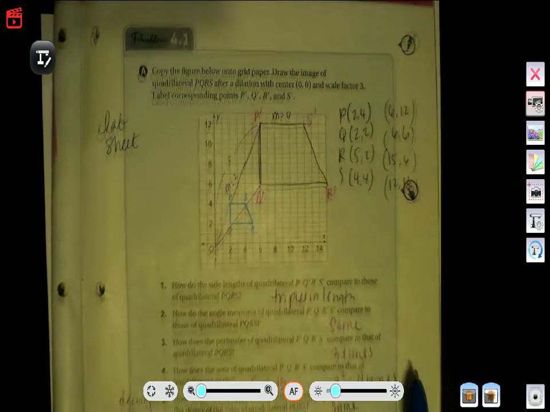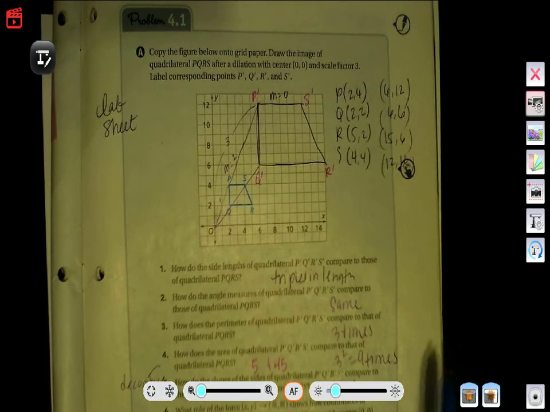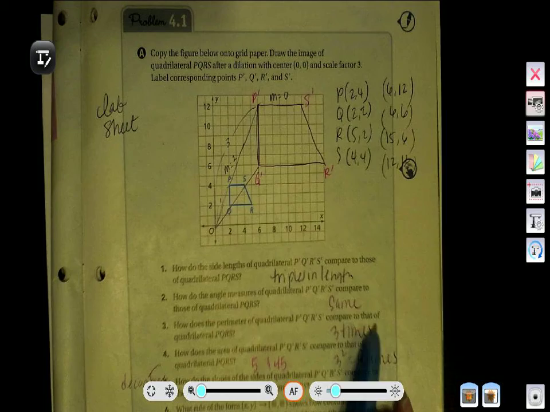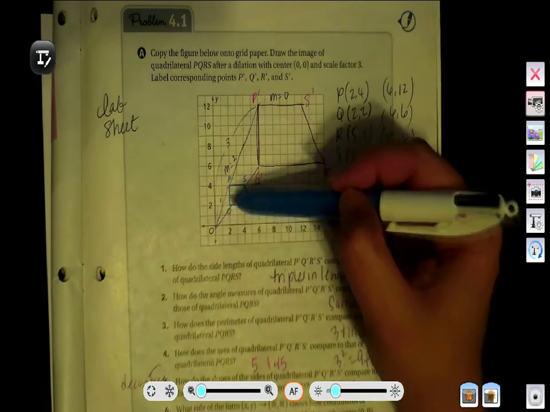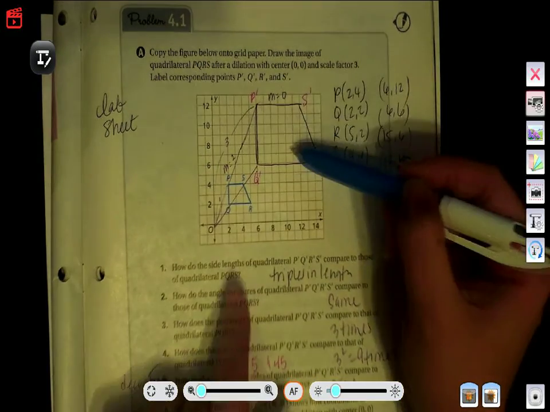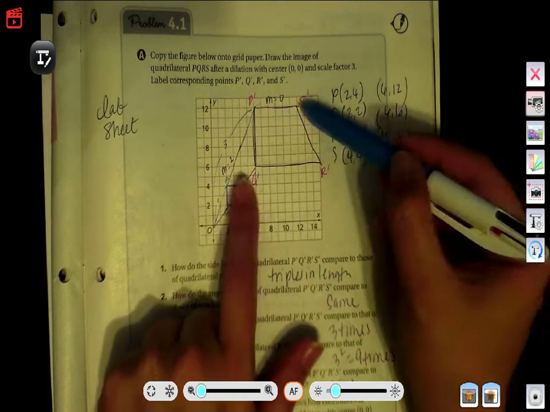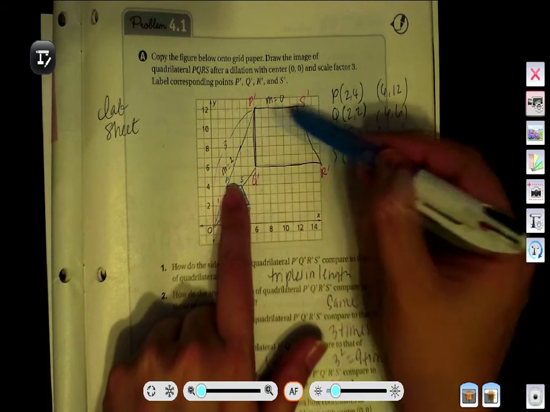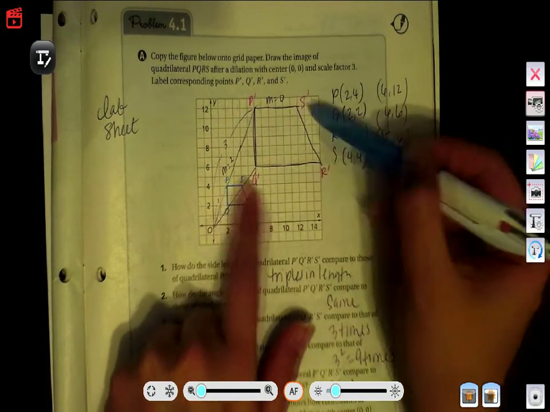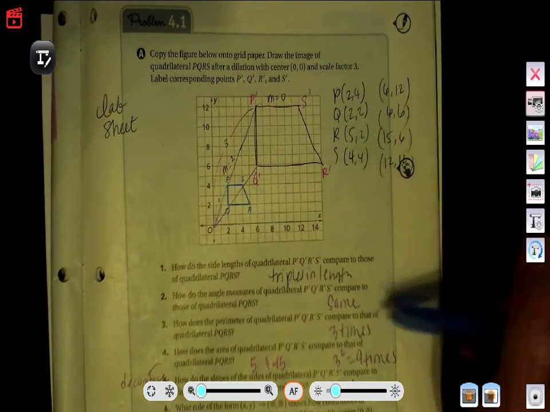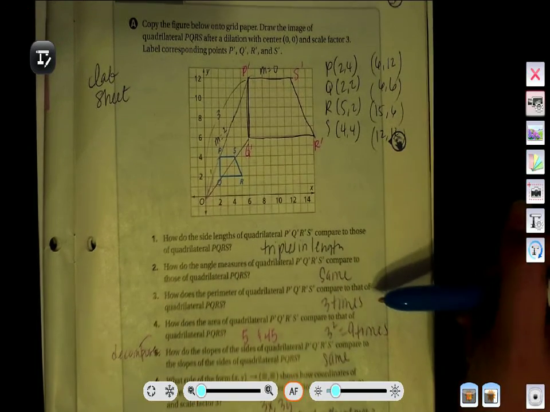Okay. Question number 3. How do the perimeters compare? Well, if this is going to be 3 times as long, and this part's going to be 3 times as long, and this part's going to be 3 times as long, and this part's going to be 3 times as long, the perimeter, when I add them all together, should also be 3 times as long.